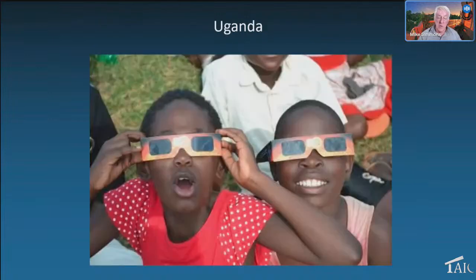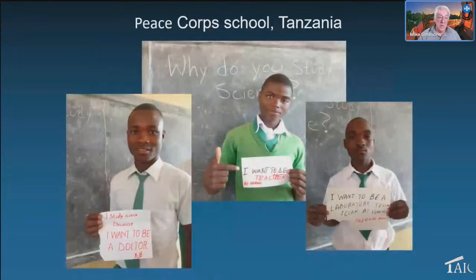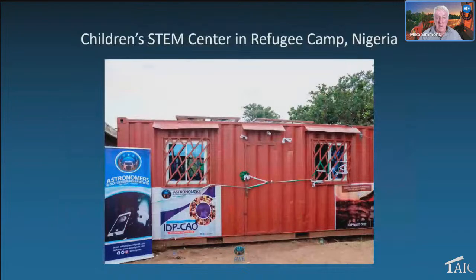These people just don't do that. Uganda. We got some glasses there. Astronomy. I knew somebody who was teaching astronomy in Peace Corps school in Tanzania, and he was doing this to introduce science. These are the reasons these students wanted to study science, but astronomy is a way to do that because it touches on everything. I know a lot of astrobiologists and other things. So there's chemistry and physics and everything else.